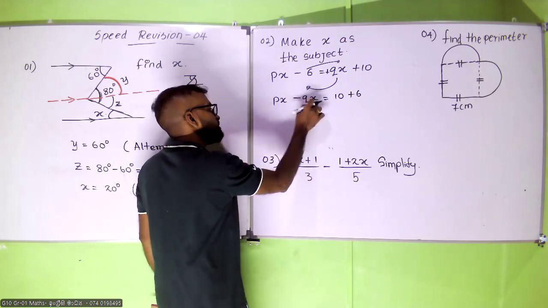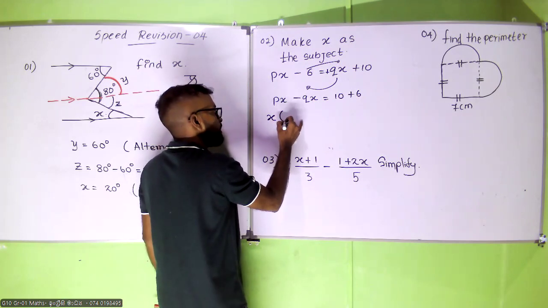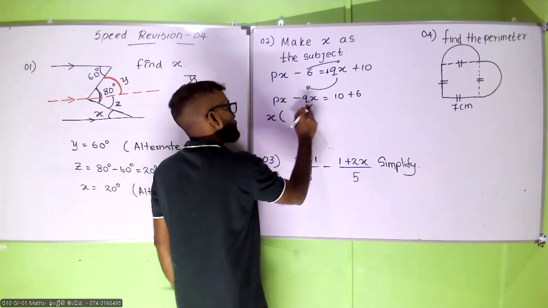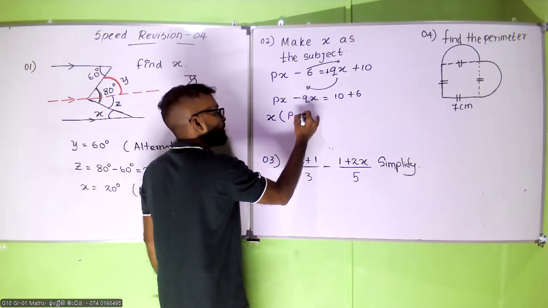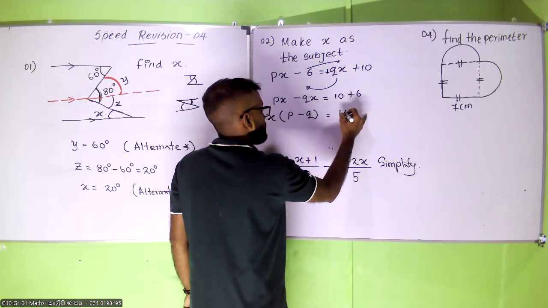That means x is a common term, so take it out. So what are the remaining terms? That means you are going to divide this term by x, this term by x. So cancel out, cancel out. What are the remaining terms? P minus q. Then 10 plus 6 is 16.